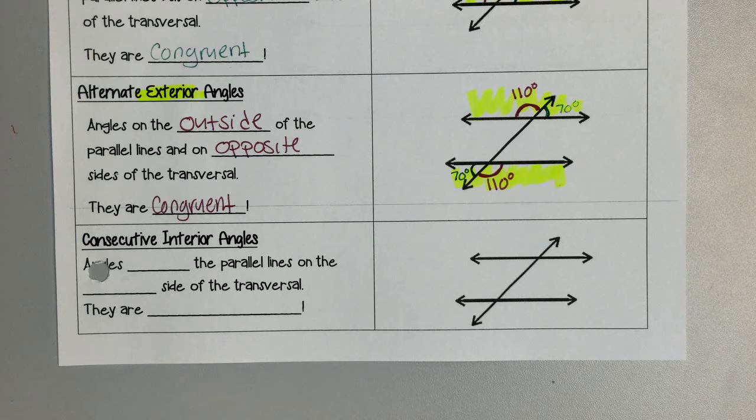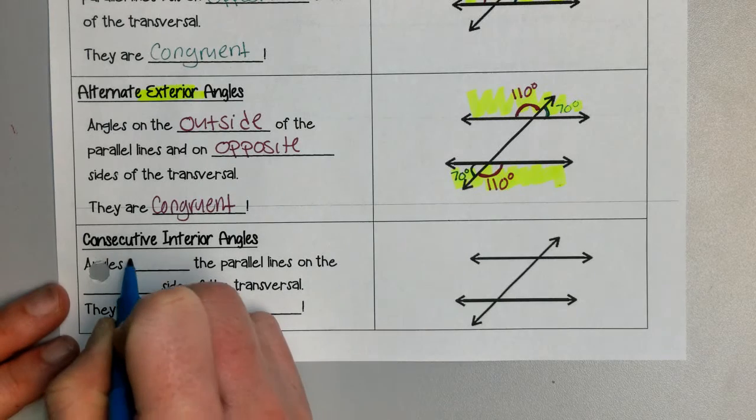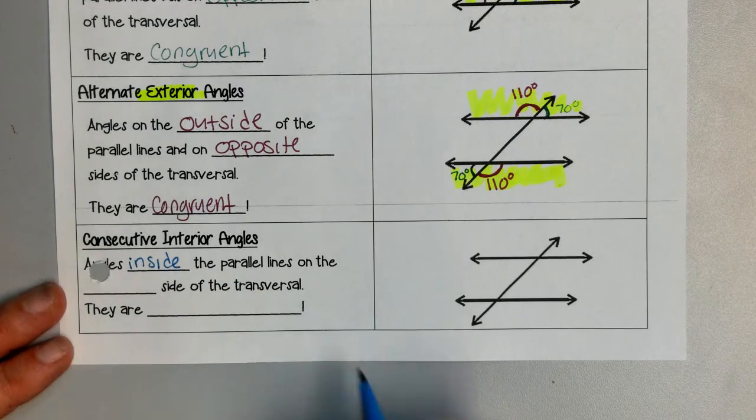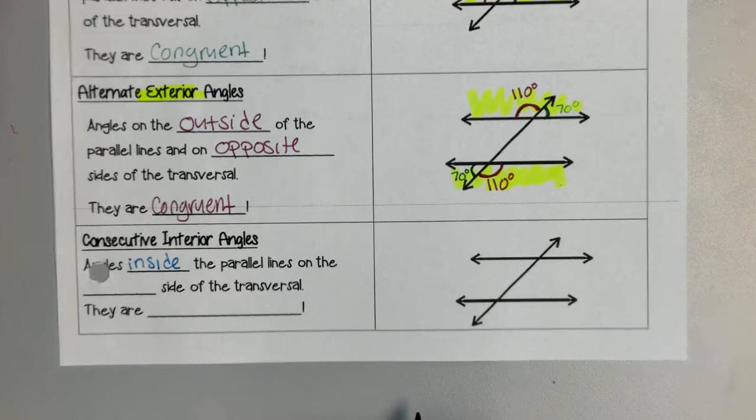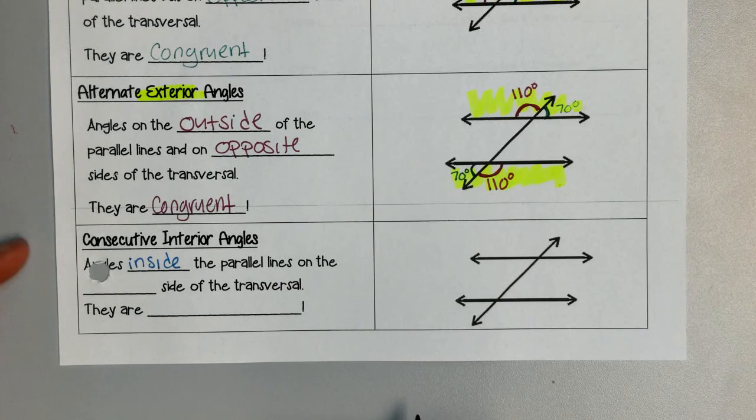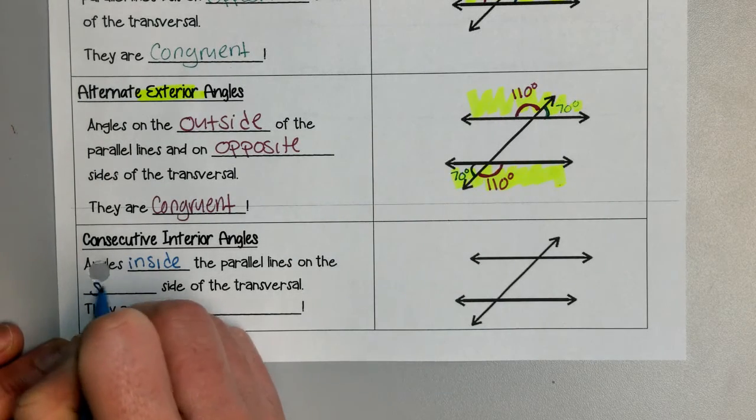All right, and last one, consecutive interior angles. Again, interior means inside. And instead of alternate inside angles, these are consecutive inside angles. What do you think consecutive means? Next to each other? Sure, next to each other, I guess. So instead of flipping across the transversal, they're going to be on the same side of the transversal.